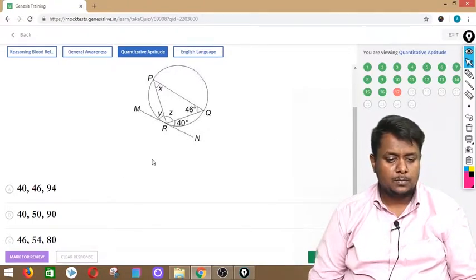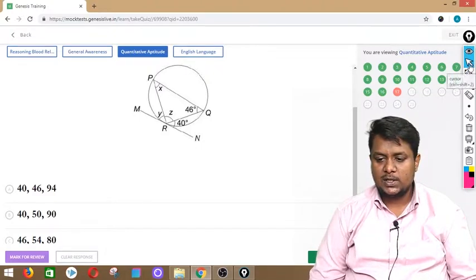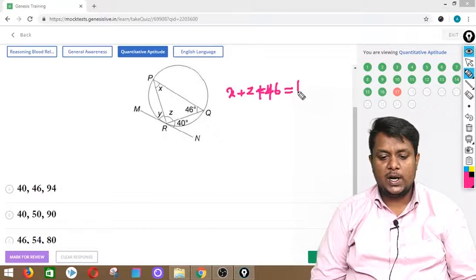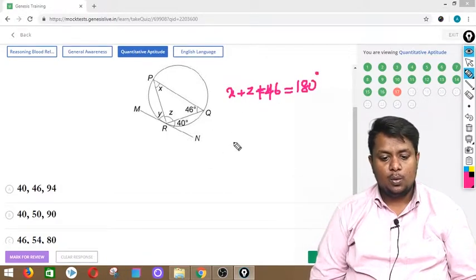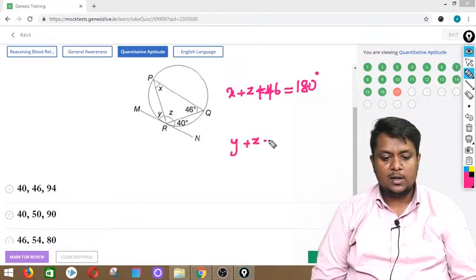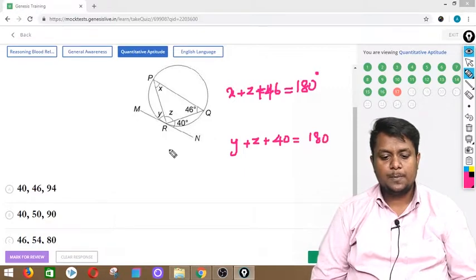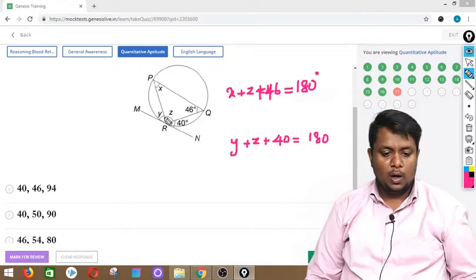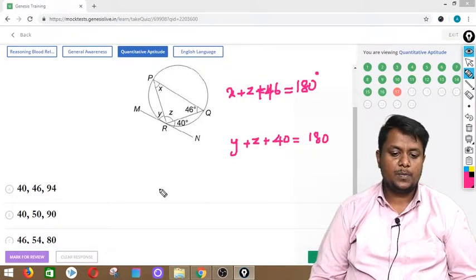Now we know that X plus Z plus 46 is equal to 180, because the interior angle sum of a triangle is 180 degrees. Y plus Z plus 40 is equal to 180 degrees, because the three angles are on a straight line MN. So the total angle of a straight line is 180 degrees.